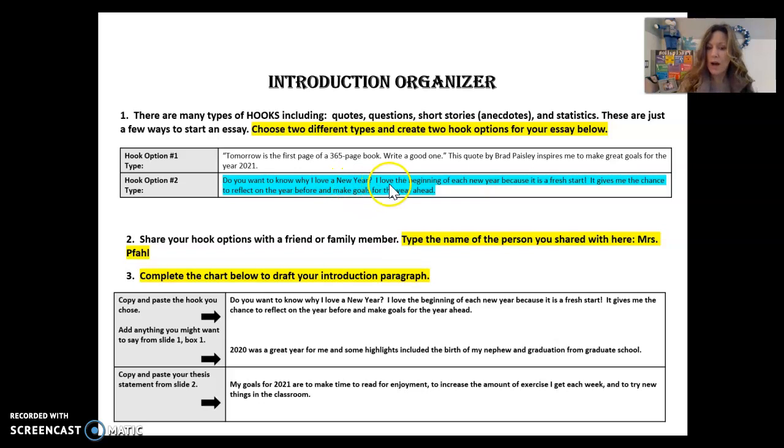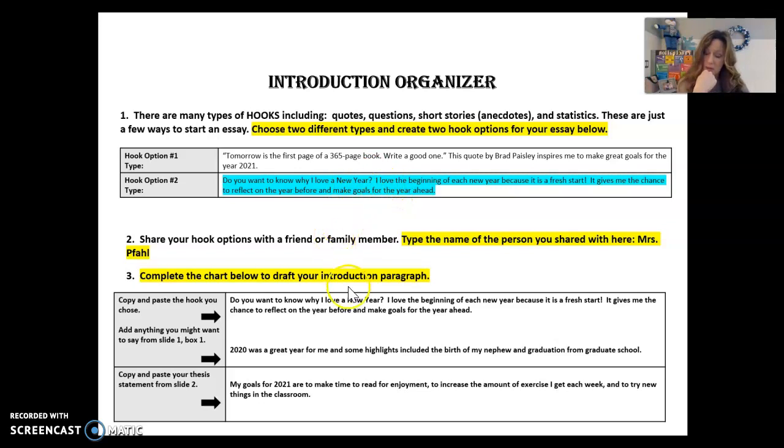So my second option actually is a question, and it says, do you want to know why I love a new year? I love the beginning of each new year because it's a fresh start. So here, this is kind of like a rhetorical question where I'm answering it, right? I love the beginning of each new year because it's a fresh start. It gives me the chance to reflect on the year before and make goals for the year ahead. And I actually chose that as my hook.